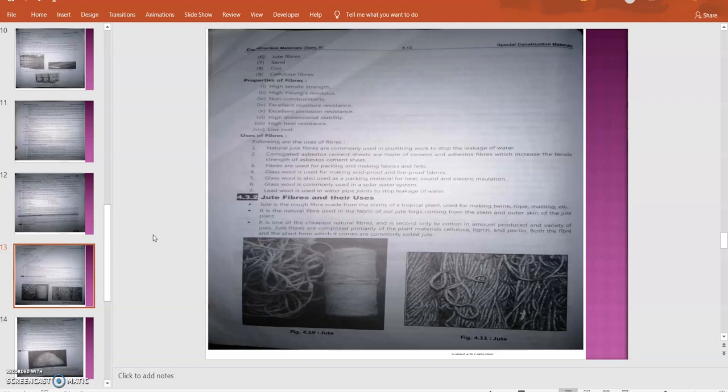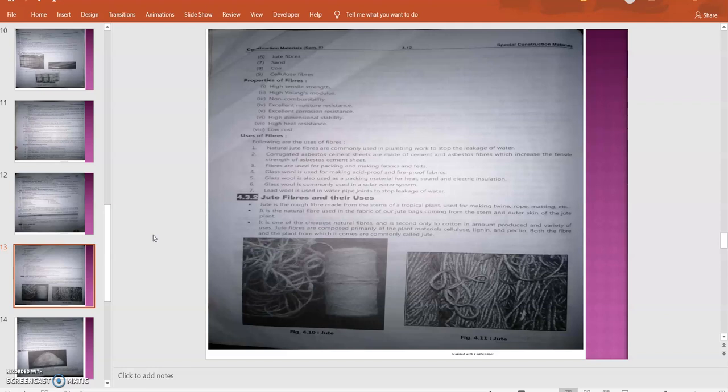Then corrugated asbestos cement sheets are made up of cement and asbestos fibers, which increase the tensile strength. So corrugated asbestos cement sheets, made up of cement and asbestos, are utilized as a good strength material which gives strength to the cement sheets.